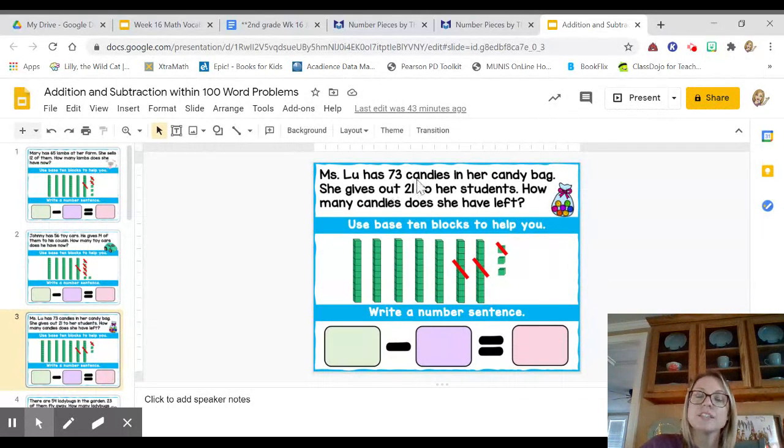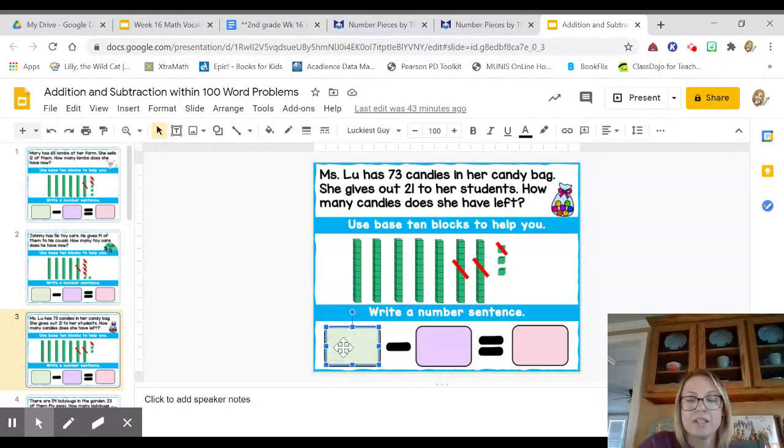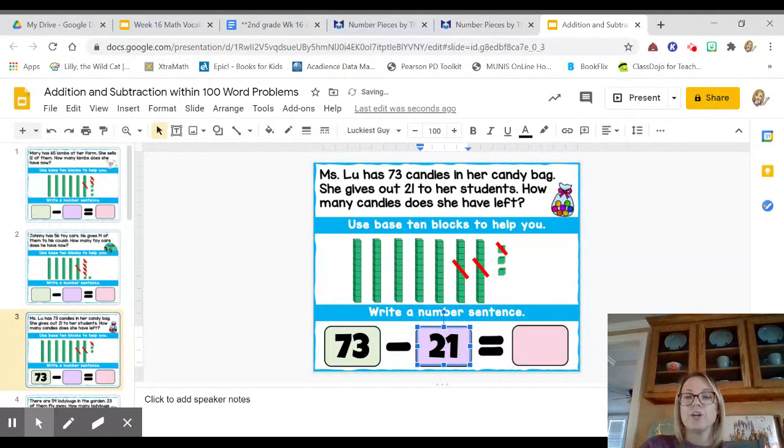It says Miss Lou has 73 candles in her candy bag. She gives out 21 to her students. How many candles does she have left? Okay, so your numbers are 73 and 21. Your keywords are have left. So you're going to go down here and you're going to type in your numbers, 73, 21. You know you put 73 first because it's the biggest number. And then you're going to find the answer.